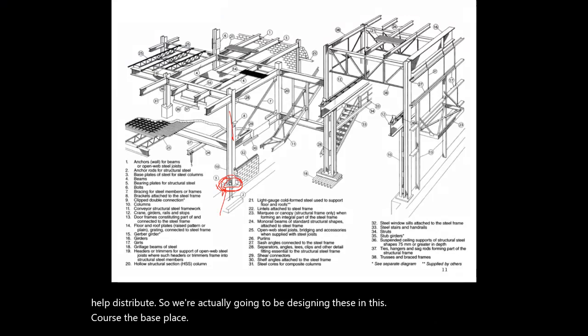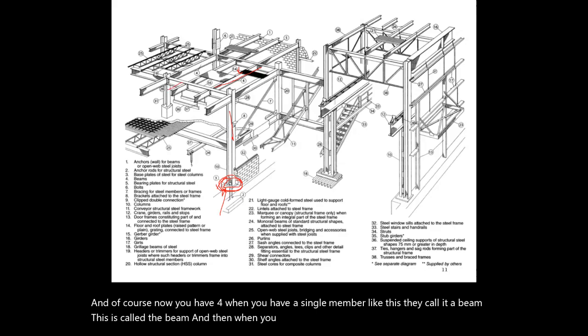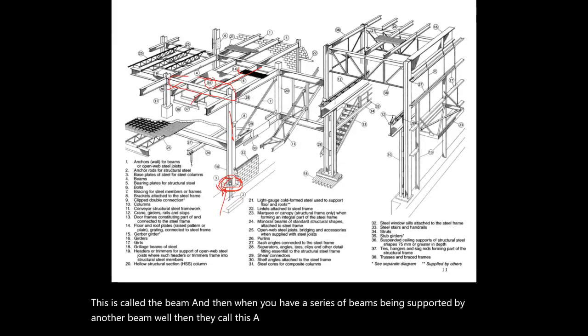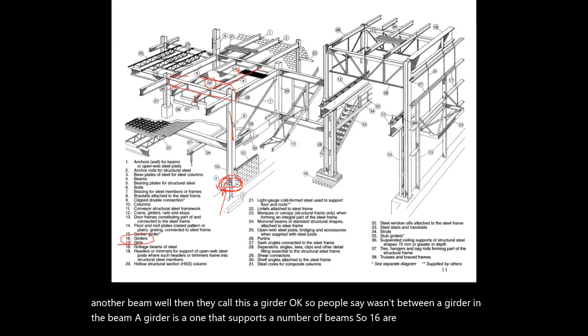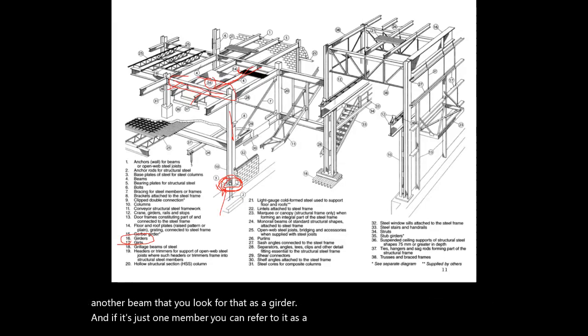And of course, now you have number 4. When you have a single member like this, they call it a beam. And then when you have a series of beams being supported by another beam, then they call this a girder. People say, what's the difference between a girder and a beam? A girder is one that supports a number of beams. So number 16 are your girders. This is a girder and this is a beam. So if you know that there's one or more beams being supported by another beam, you refer to that as a girder. And if it's just one member, you can refer to it as a beam. Okay, so those are girders, and clear the drawing.